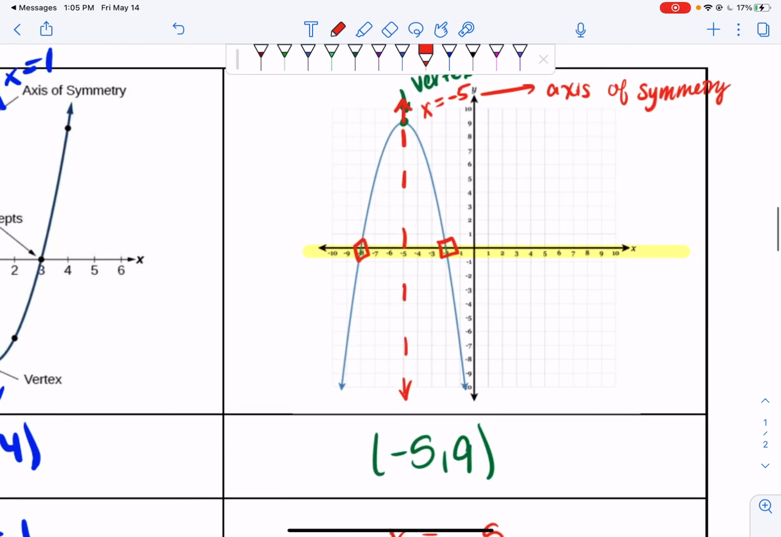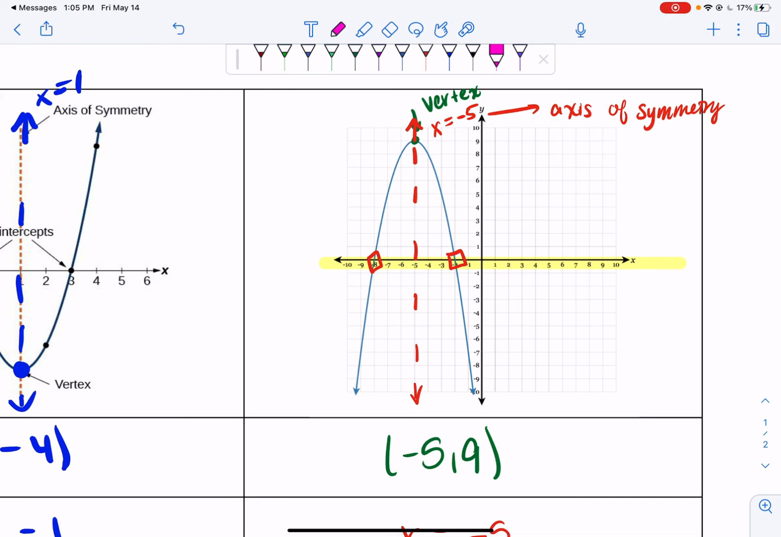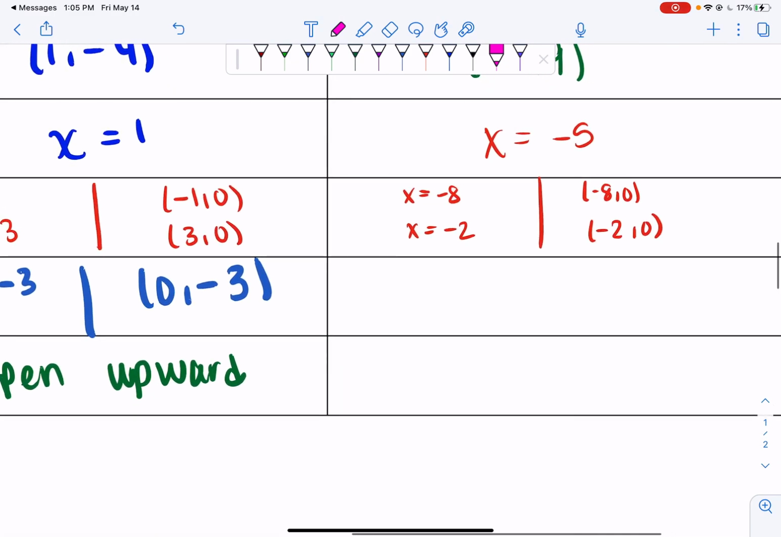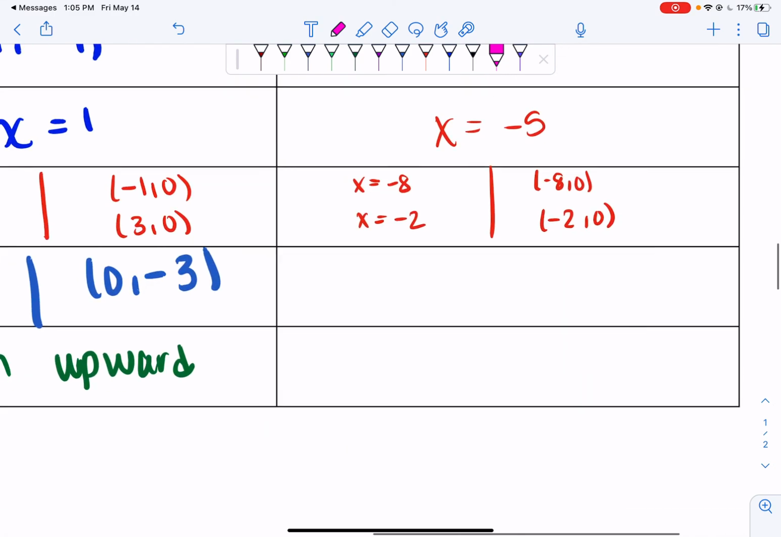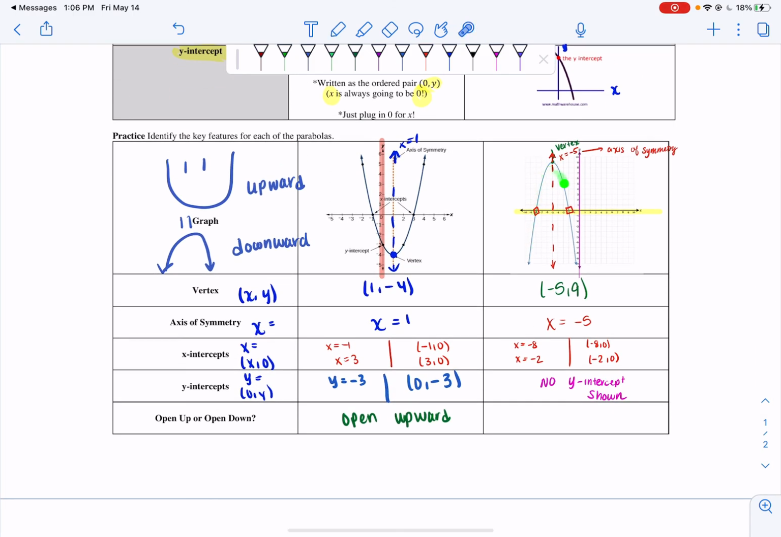Your y-intercepts. I have a question. Do you see your graph cross the y-axis at all? Good. I don't either. So for this image, we would say no y-intercept shown. And then does it open upward or downward? And if you look, it opens downward.